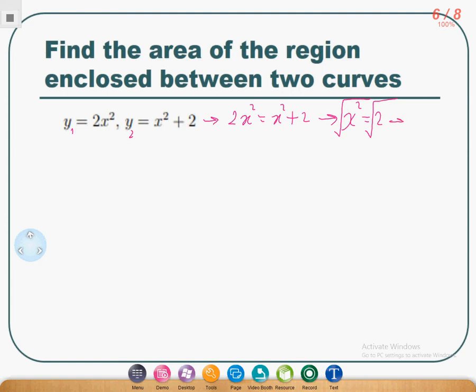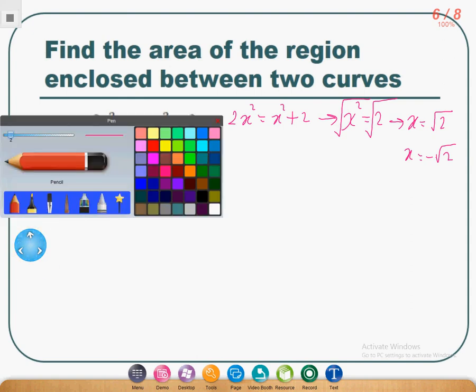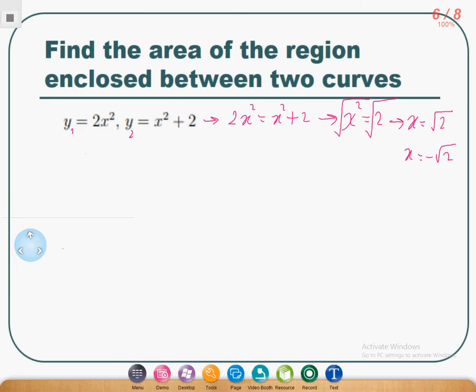So the answer will be x1 equals positive square root 2 and x2 equals negative square root 2. For sure, boys, the first value will be B, and here it will be A. So you got the values of A and B.